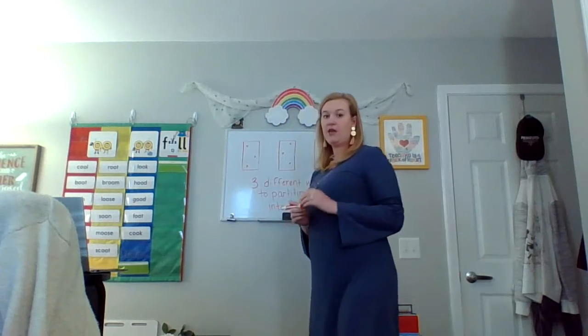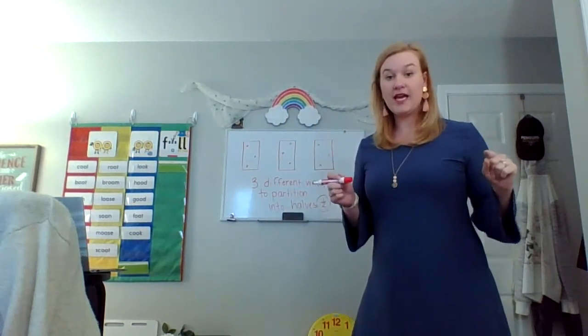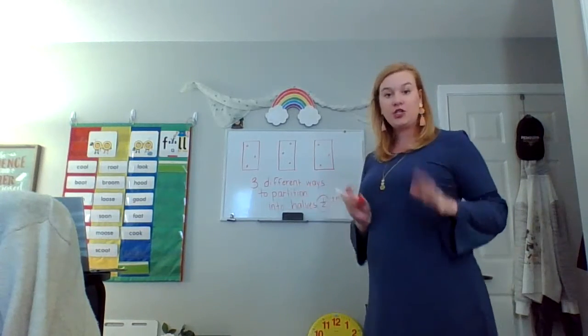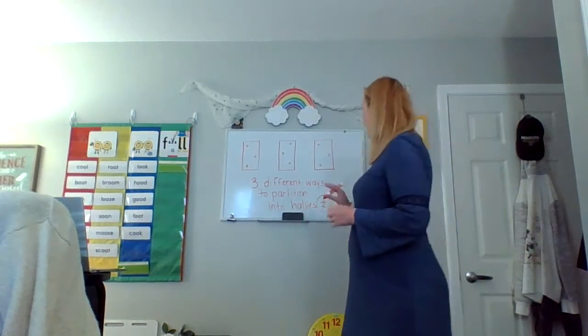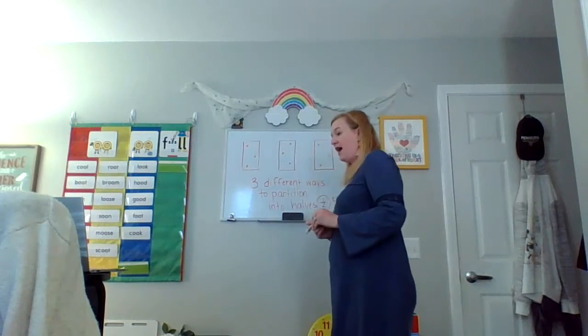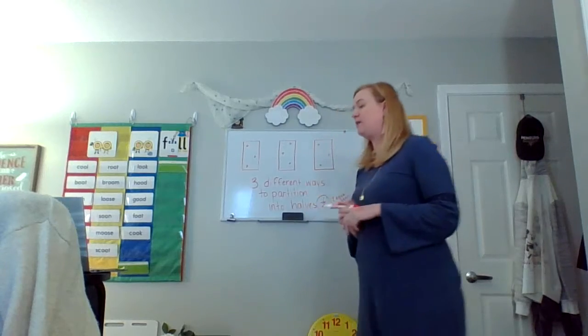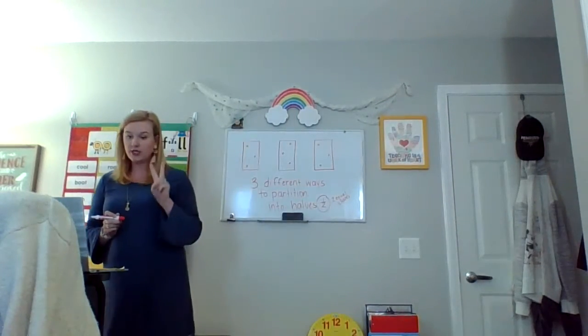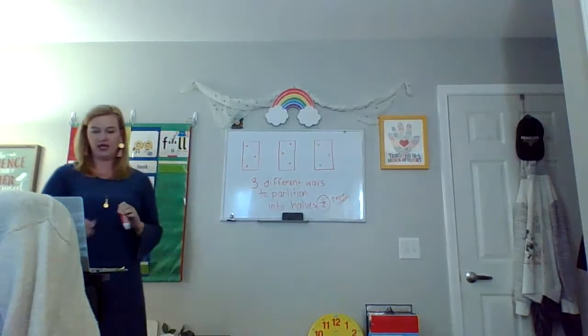So you're showing me 3 different ways to partition these blocks of cheese into halves. Okay, and that's 3 rectangles. You're partitioning it into halves 3 different ways. They shouldn't be the same. Each one should be different. But it should be 2 equal shares. Okay.